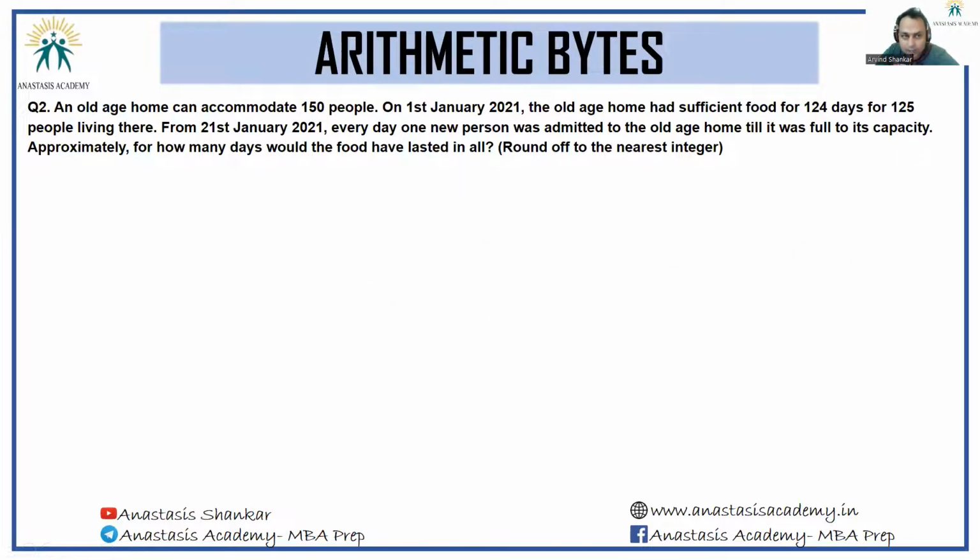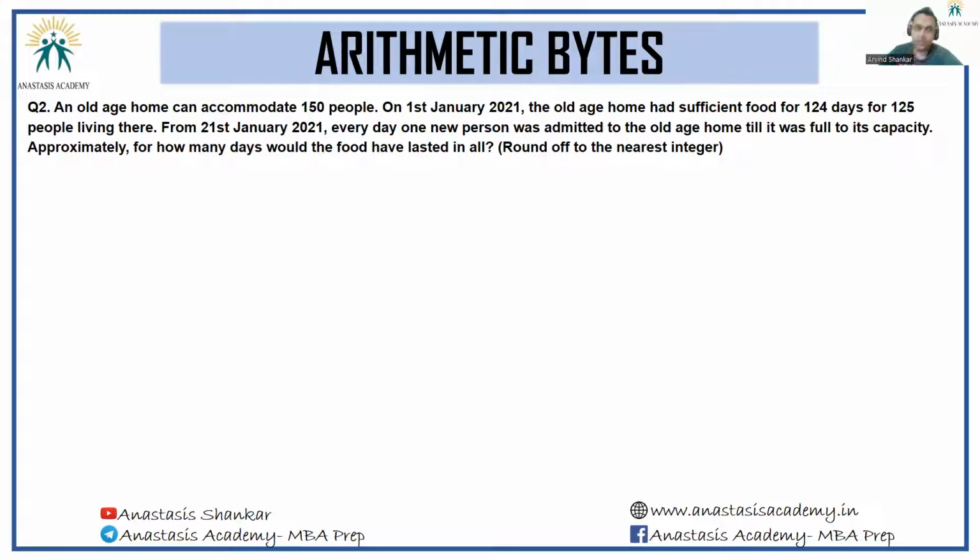Next question. An old age home can accommodate 150 people. On 1st January 2021, the old age home had sufficient food for 124 days for 125 people living there. From 21st January 2021, every day one new person was admitted to the old age home till it was full to its capacity. Approximately for how many days would the food have lasted in all? Round off to the nearest integer.